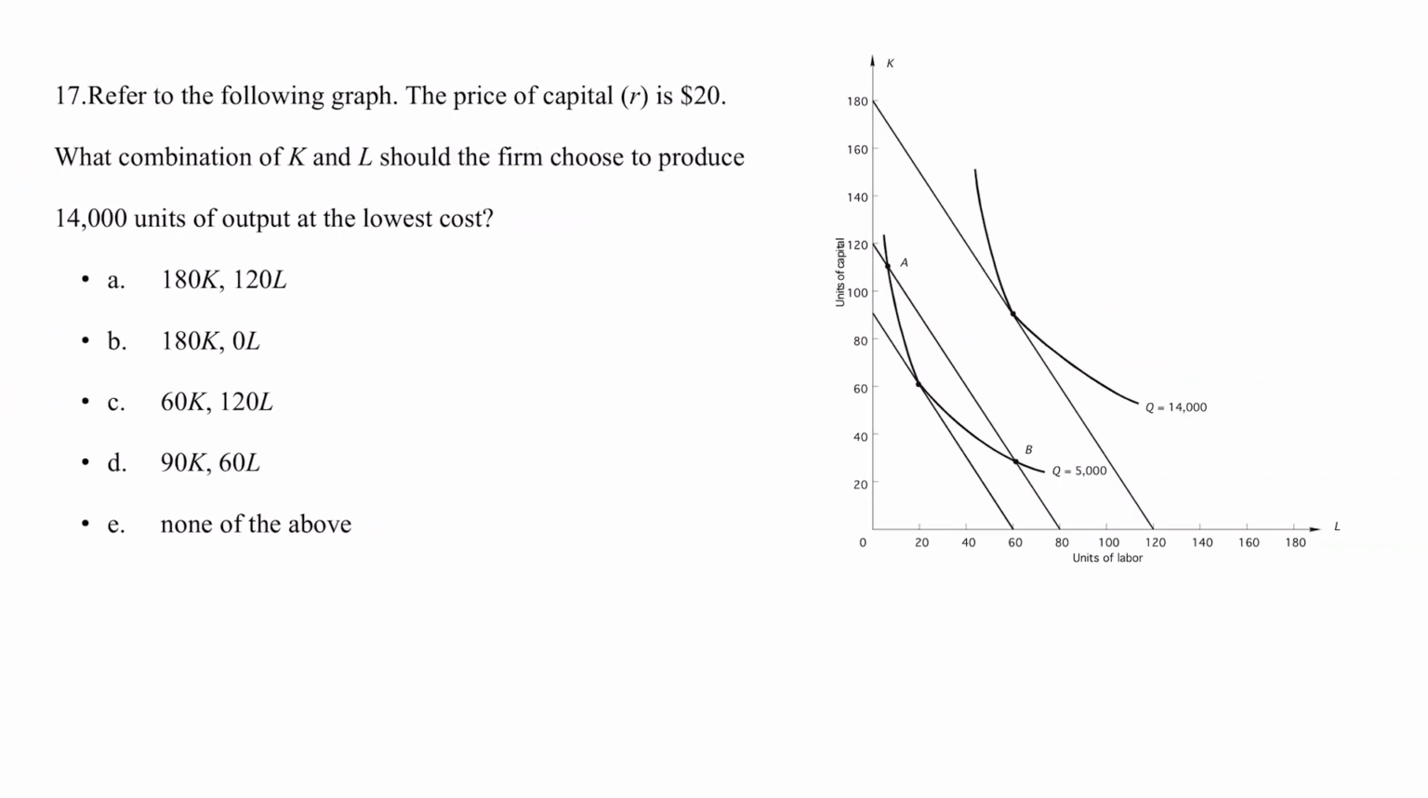What combination of K and L should the firm use to produce 14,000 units of output at the lowest price? So we know that this is the point that we actually want.